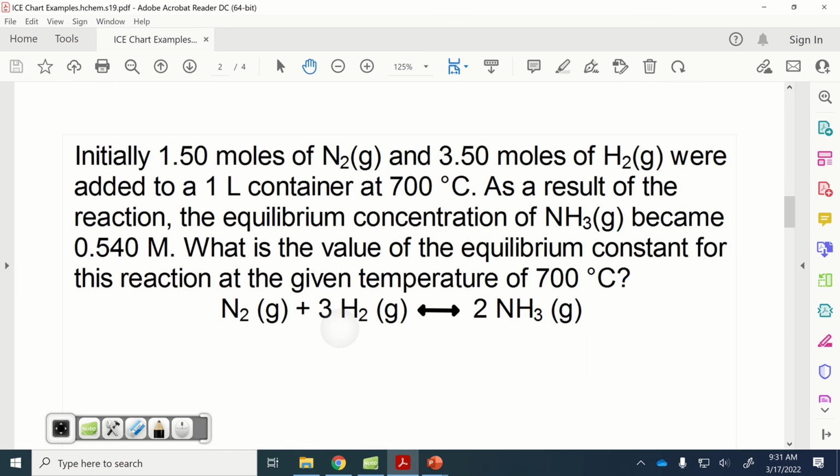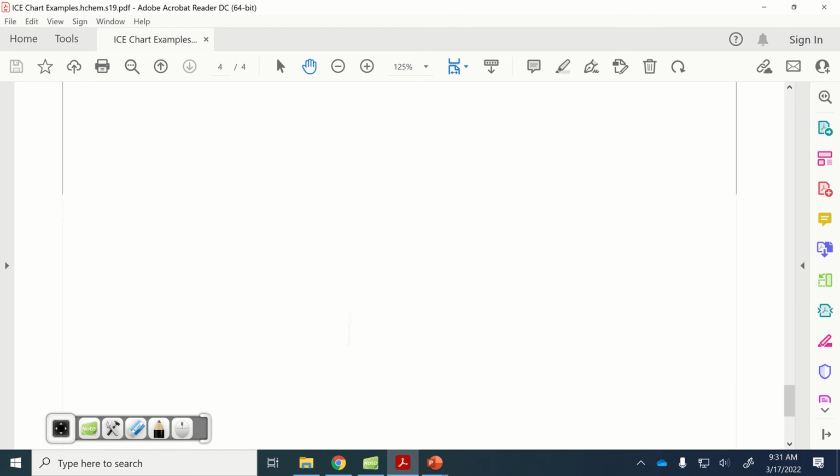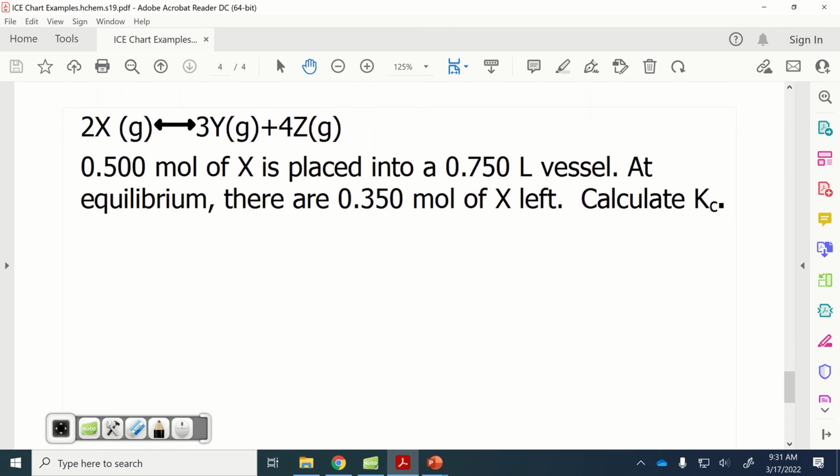I want to do one where you actually have to calculate out. We're going to find one with a 2-liter container again. Maybe I think I have one down here. Yeah, it's like this one. There you go. So here's a good one. 0.5 moles of X is placed into a 0.750 liter vessel. At equilibrium, there are 0.350 moles of X left. Calculate Kc. And this one jumps right to a really difficult one with 2, 3, 4 being the different coefficients. I'll tell you, a lot of the ones that I usually practice in class are pretty straightforward, a lot of 1-1-1s and stuff like that. So if we're doing these more difficult ones, you should then hopefully be able to do the easier ones.